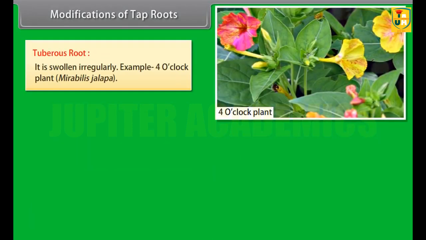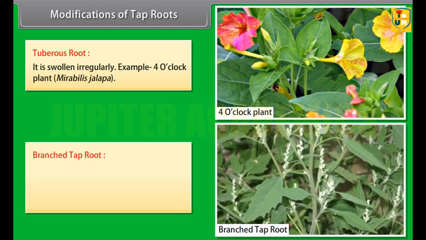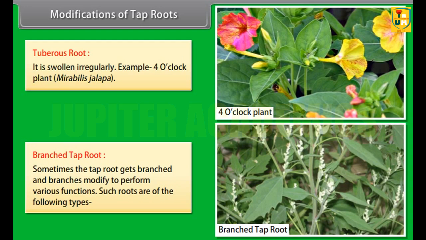Tuberous root. It is swollen irregularly. Example, 4 o'clock plant, Mirabilis jalapa. Branched taproot. Sometimes the taproot gets branched and branches modify to perform various functions. Such roots are of the following types.